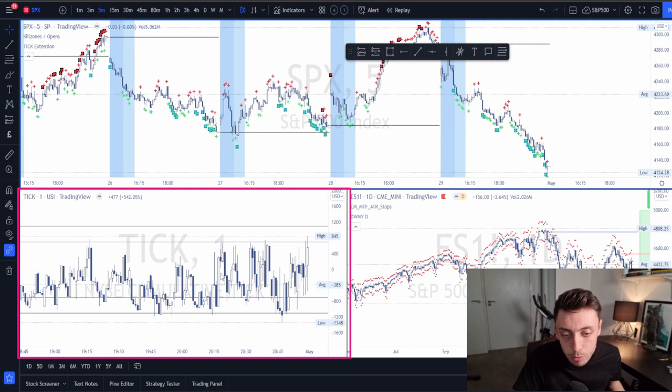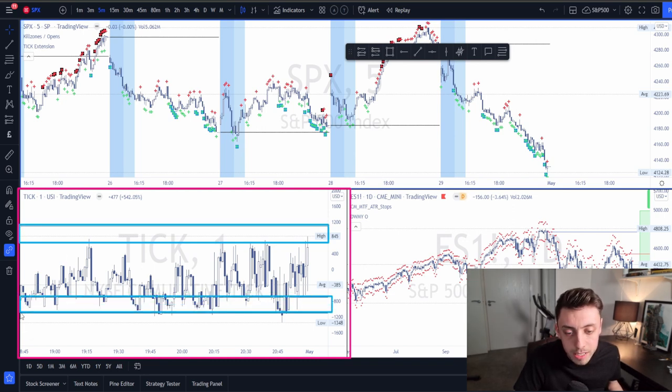The typical numbers that you want to be looking at are 600 and 1,000. I've changed mine a little, I can show you those in a second. But essentially we are looking for price or tick to be in these areas. Anything that's in these areas is what we're going to be looking for, and when you get up to those areas, you should then expect a reversal.